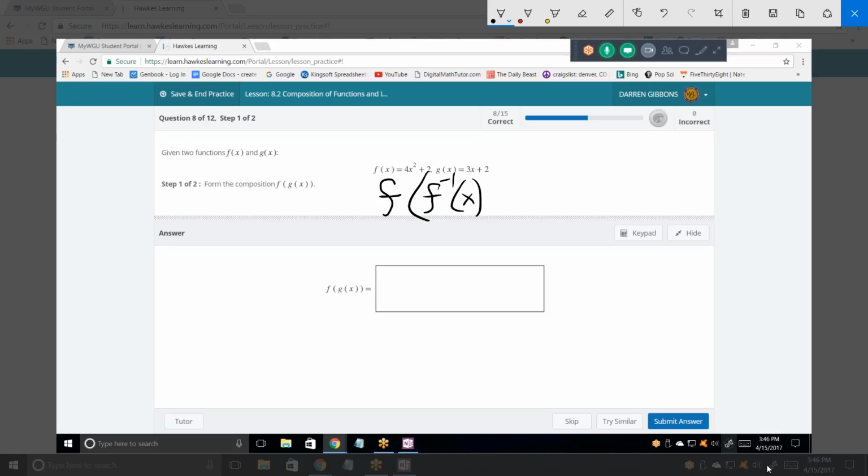In other words, this isn't g of f or f of g, it's f of f inverse of x. That is always equal to x. As is this, the inverse of the original function. That's also always equal to x. And in fact, that is the definition of an inverse function: the composite of the function and its inverse is always equal to x.